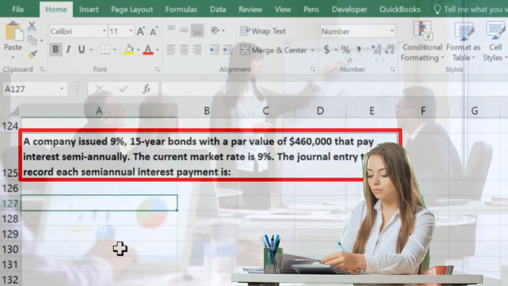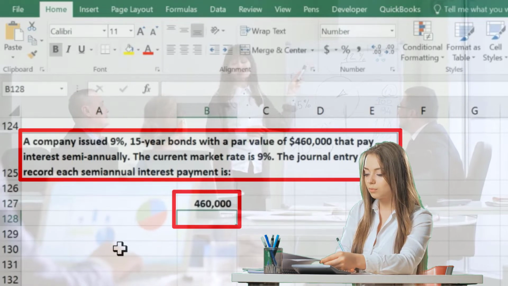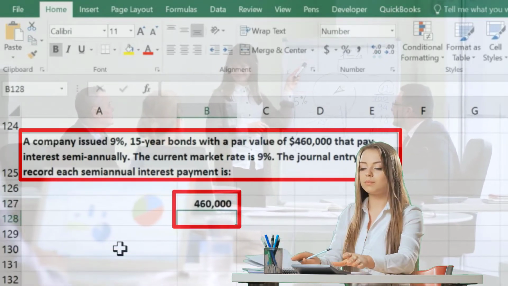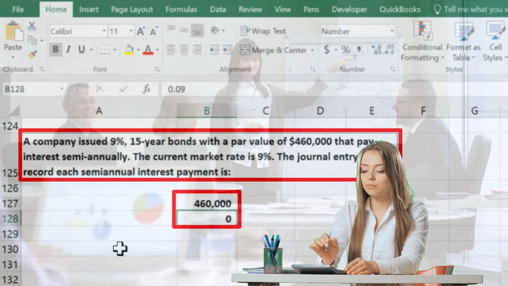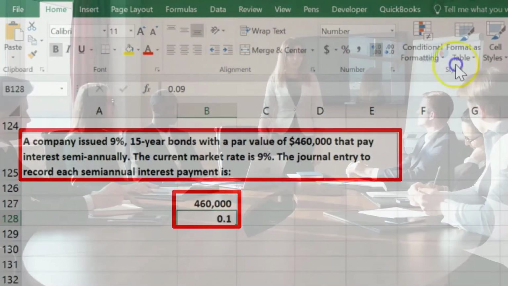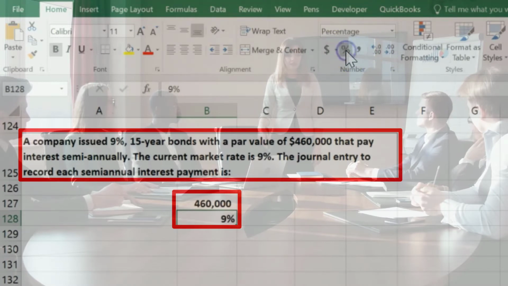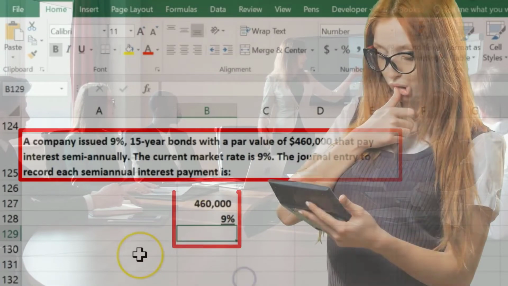So these are going to be semi-annual bonds. We're going to say 460,000. We're going to multiply that times the interest rate. If we move the decimal 2 places over to the left, it's 0.09. And then I'm going to go to the Home tab, Numbers group. Going to add decimals, 0.09, or just make it a percent. Home tab, Font, underline it. Then we're going to do the calculation here.